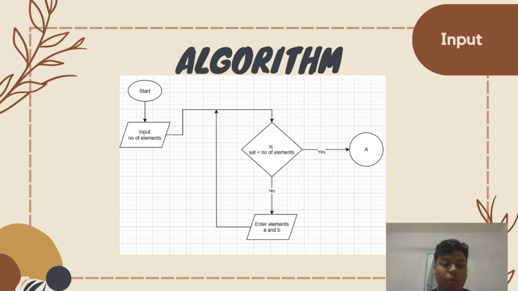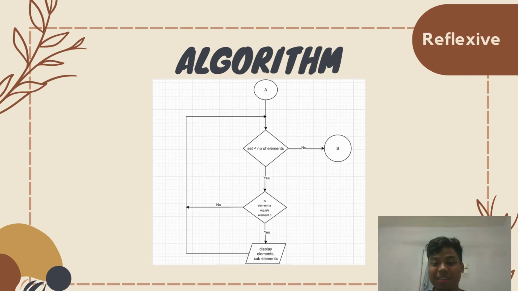If it's complete, then we can proceed with entering the elements to register the A and B for each element. And after the looping has finished, we proceed to our next execution, which is finding the reflexive relation. In this algorithm, we find the reflexive by making another loop, checking whether the set of elements is less than the number of elements entered by the user.